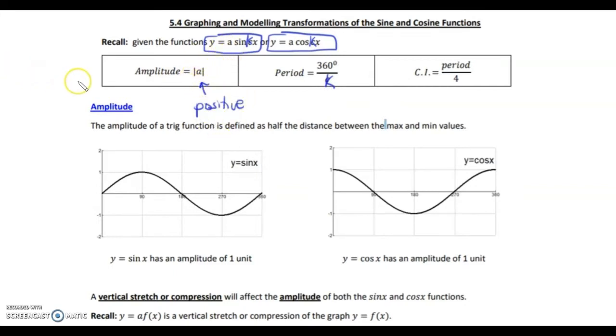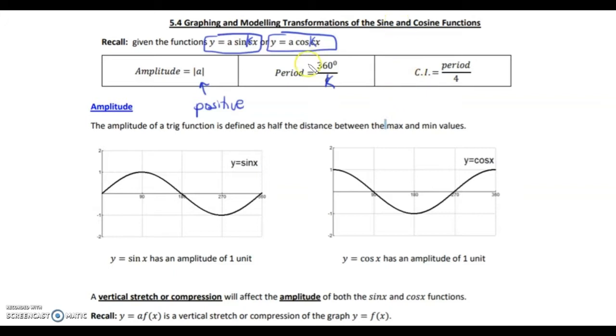Because remember, the negative sign on the a value indicates whether we're going to reflect in the x-axis or not, but the actual a value, the absolute value of a, is going to indicate whether we have a vertical stretch or compression. Okay, period is going to be 360 over k. Okay, and then the critical interval.